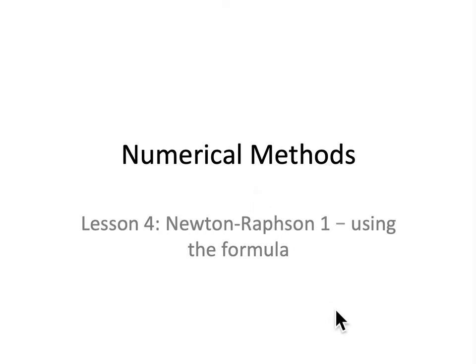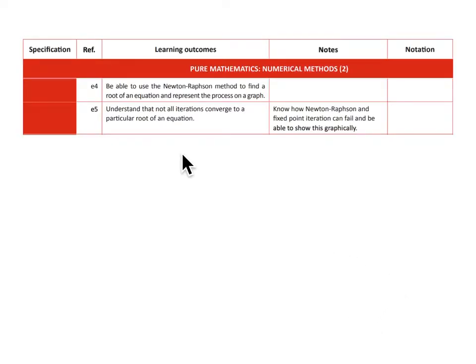Hello again, folks. So here's our first lesson on Newton-Raphson, which is a formula for getting iterative formulae. These are the things we need to be able to do. Use it to find a root of an equation. We'll do that in a minute. Represent it on a graph. That's what we'll do next time. And we continue to need to understand that all iterations don't converge to a particular root.